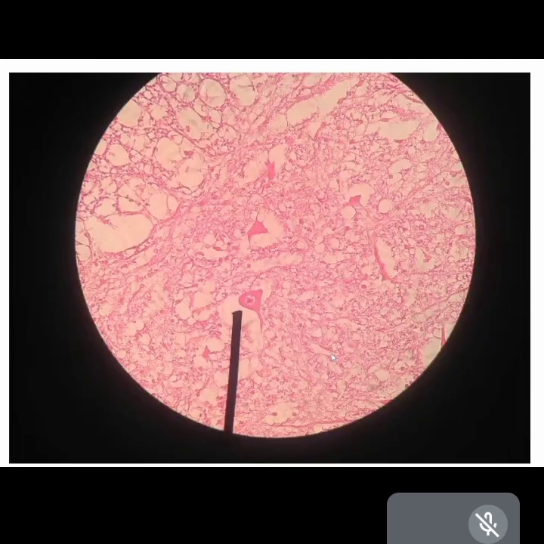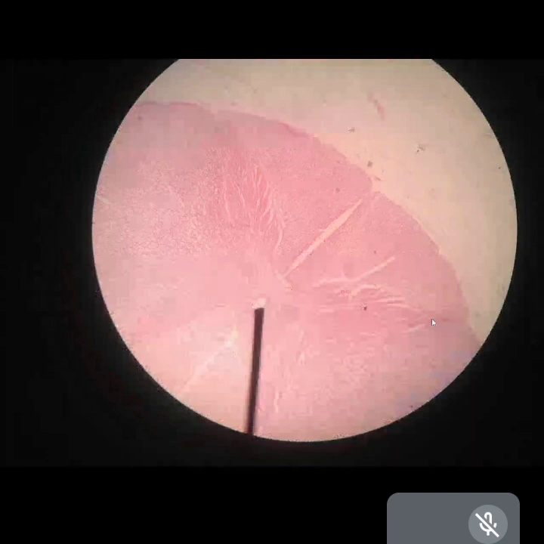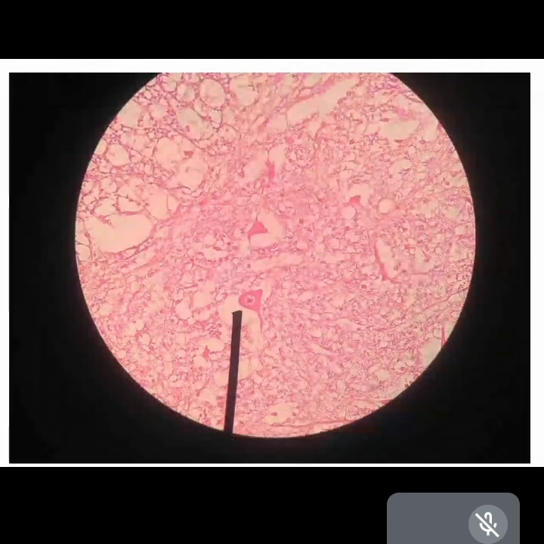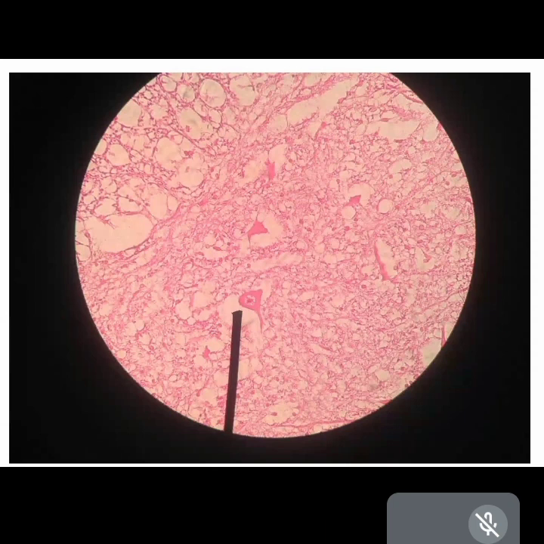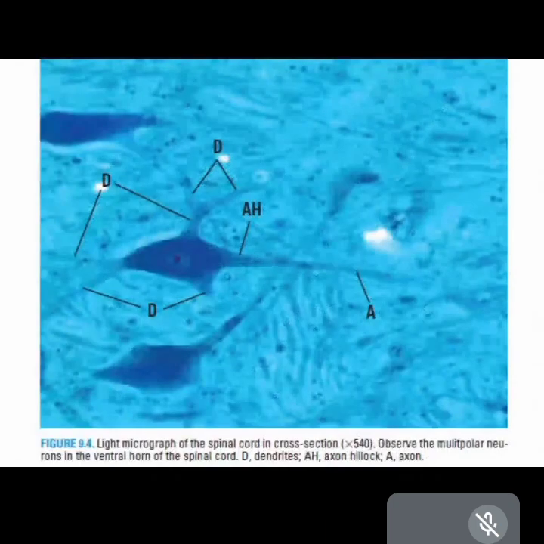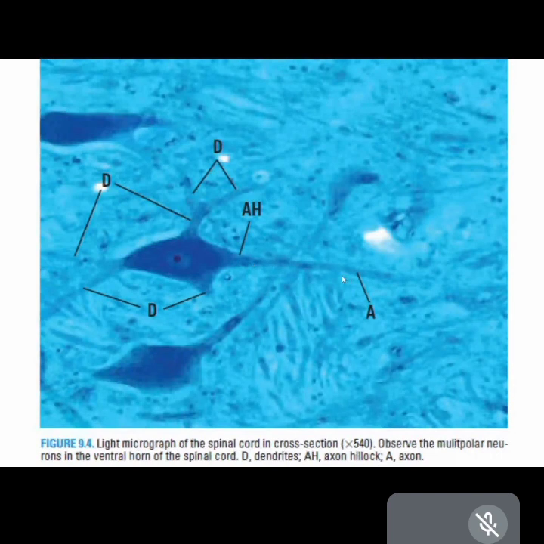So dorsal horn, ventral horn is the spinal cord. That is a neuron, one in the pointer. So that is the dendrites, axon hillock, and the axon.